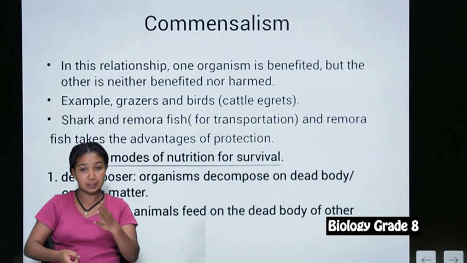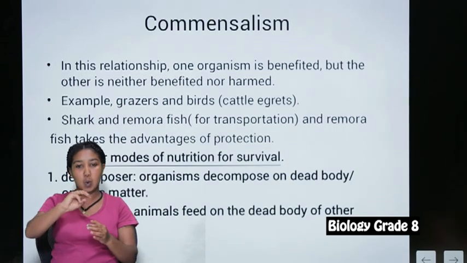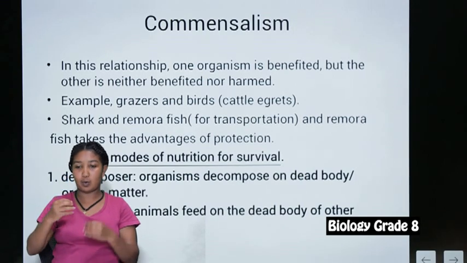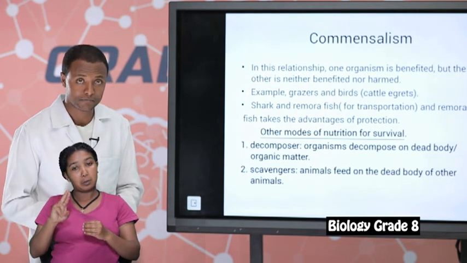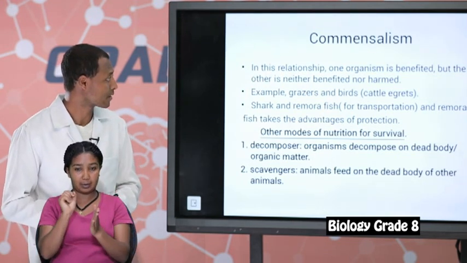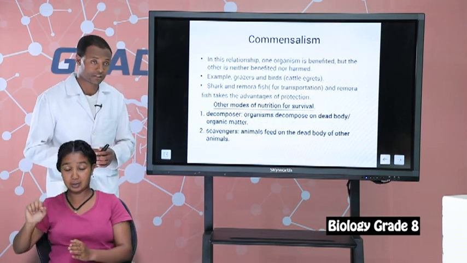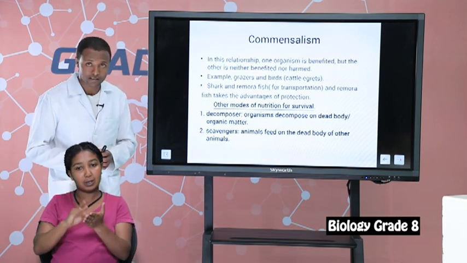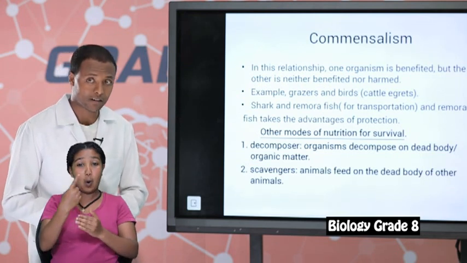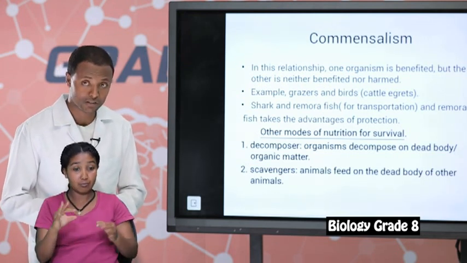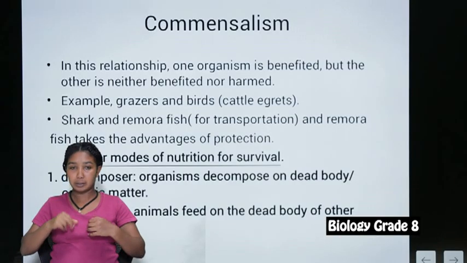The fourth symbiosis or association is commensalism. In this relationship, one organism is benefited, but the other is neither benefited nor harmed. For example, grazers, cattle or grazer animals and birds. That means the relationship between grazers and birds. In this relationship, only birds are benefited from the association, whereas the grazer animals are neither benefited nor harmed.